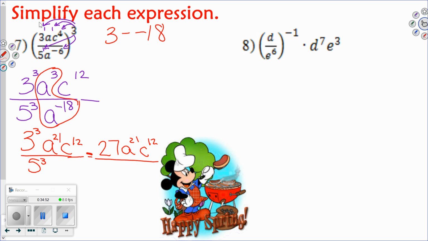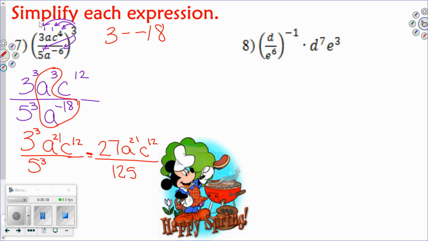And 5 to the 3rd? It's 125. Does 27 over 125 simplify? If you are terrible at simplifying, could you type it in as a fraction on your calculator and just hit enter and see if it simplifies?